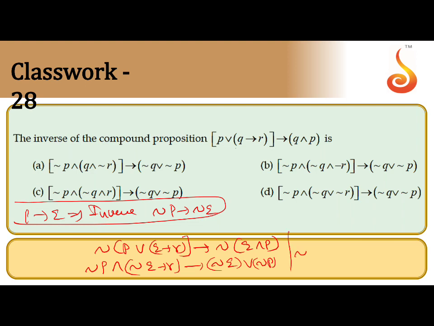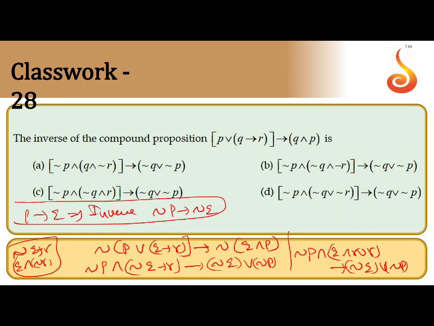So the last step is negation of P and Q, and negation of R implies negation of Q or negation of P. Just check it once again. So this value, negation of Q implies R, is Q and negation of R. This you have to remember here.